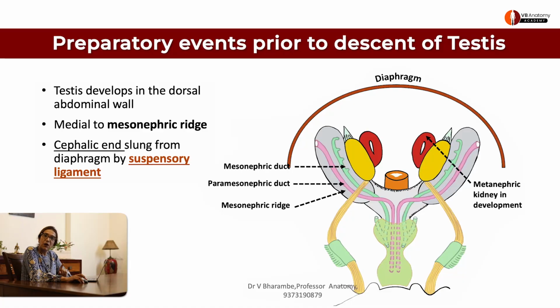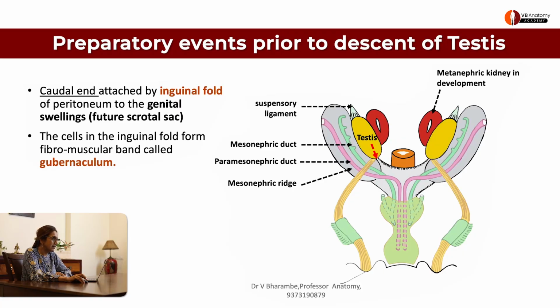So, what is the situation like now? The testes have been developed. They are right there in the dorsal abdominal wall, quite close to the diaphragm, suspended from the diaphragm by the suspensory ligament at the cranial end. Think of them as a pendulum. Nowadays, you don't have wall watches which have a pendulum in them, in case you have seen one. Imagine that testis is suspended from the diaphragm by a suspensory ligament. At its caudal end, the testis is attached by the inguinal fold to the genital swellings. So, anchored above by suspensory ligament, anchored below by inguinal fold.